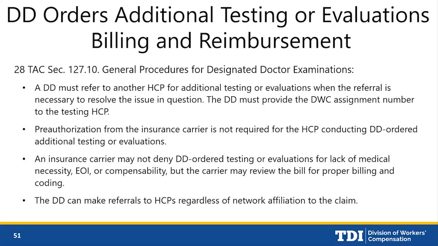So this slide is going to outline when a designated doctor sends an injured employee out for testing. Rule 127.10 says that the designated doctor must refer out for additional testing or evaluation when it's necessary to resolve the issue in question. So this is an instance when the designated doctor must provide the assignment number found on the order letter to the testing healthcare provider that they're referring out to.